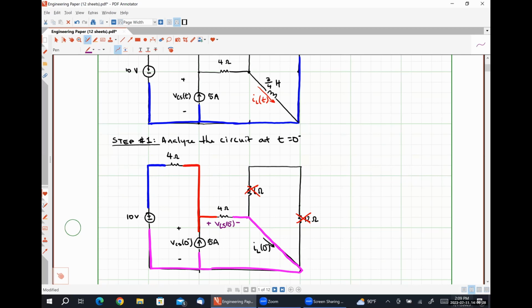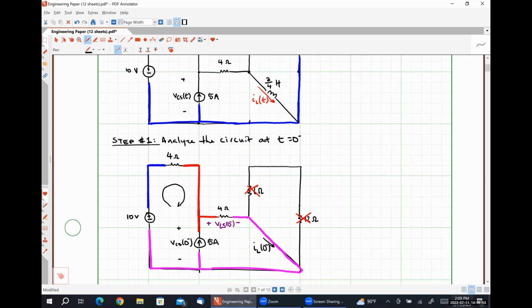And we can see very easily by inspection that Ohm's law, 4 ohms times IL at 0 minus, will give us this particular voltage drop. So by employing mesh analysis, I can solve for IL at 0 minus in a pretty straightforward manner, and then I would just use Ohm's law to solve for VCS at 0 minus. So that's why I'm choosing to do mesh here.